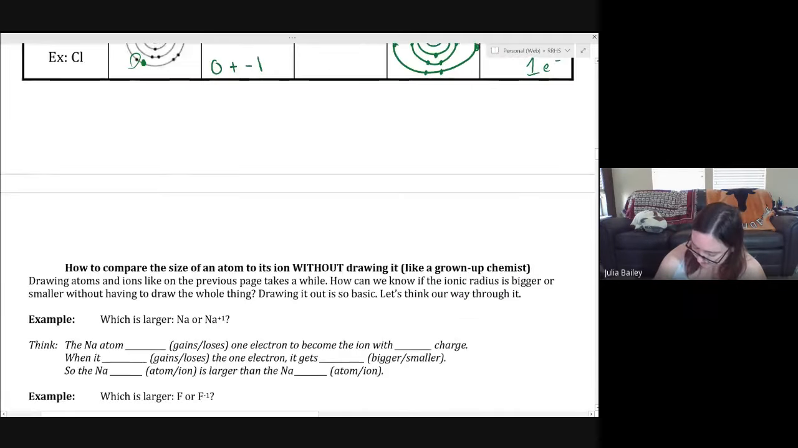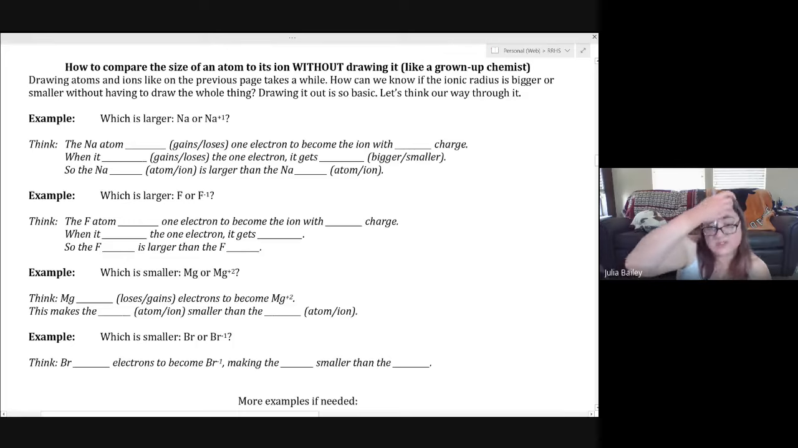The last thing I'm going to talk about in this video is how to compare the size of an atom to its ion without actually having to draw it. So this is how a grown-up chemist would do it. Drawing atoms and ions, like I just did on the previous page, can take a while.